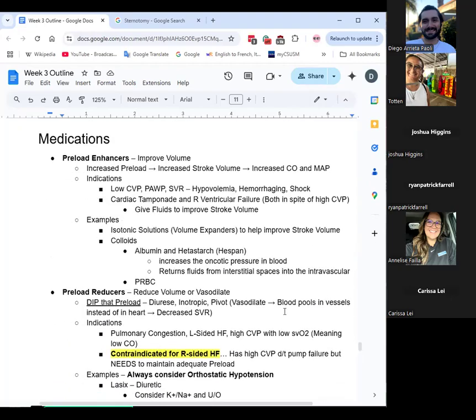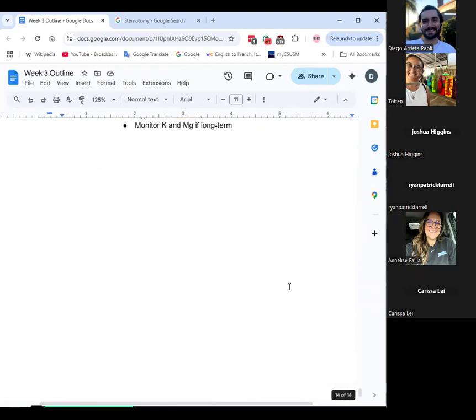Yeah, there's a lot of stuff. It's a lot of meds.